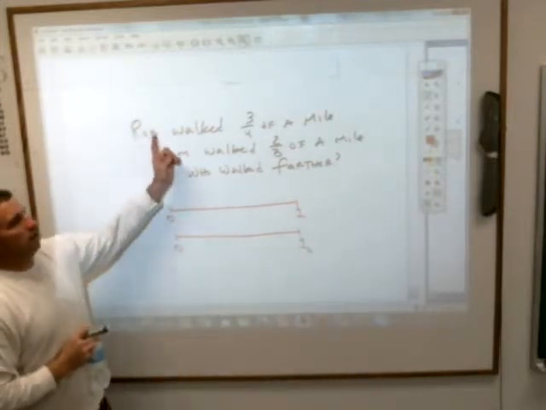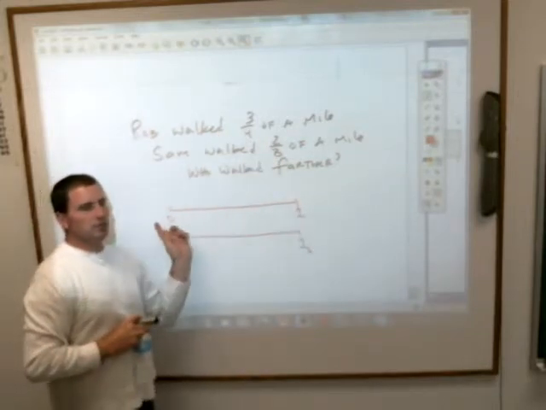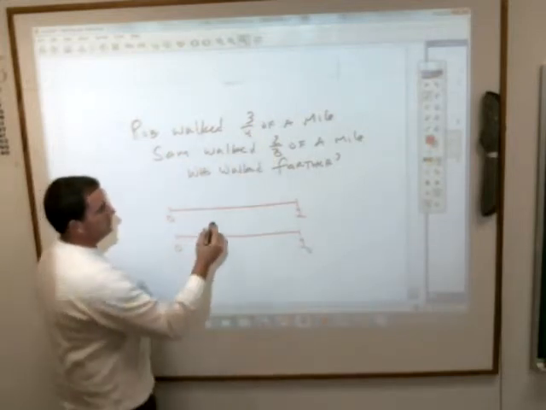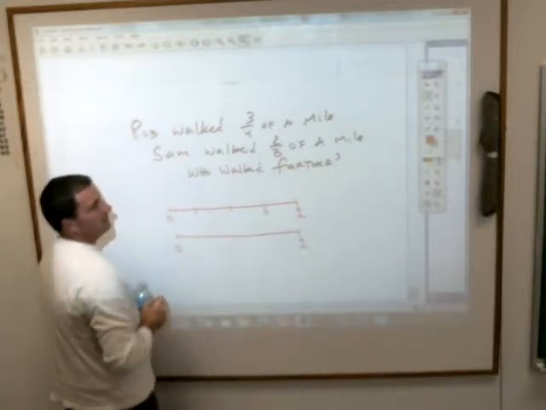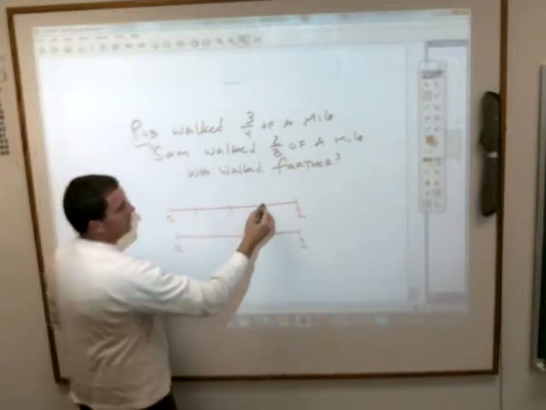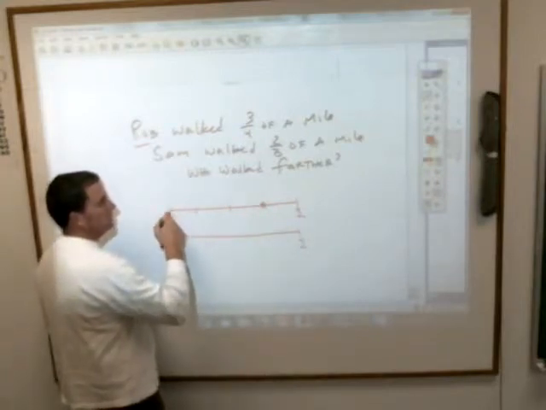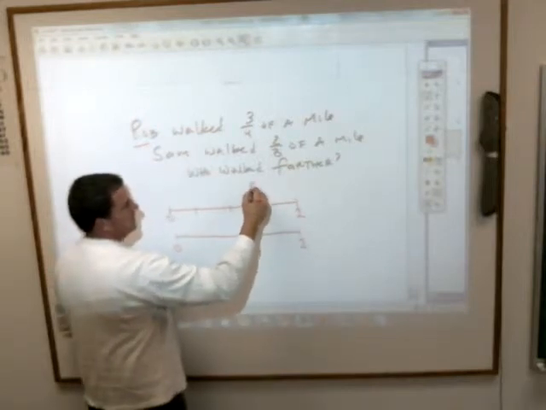This first, Rob walked 3/4 of a mile, right? So how many equal pieces do I cut 0 and 1 into? What's the bottom number? 4. So I'm going to do as best I can to cut this into 4 equal pieces. How far did Rob walk? 3/4. So he went this far. Started here at 0, walked 1/4, 2/4, 3/4 of a mile. Here is Mr. Rob.